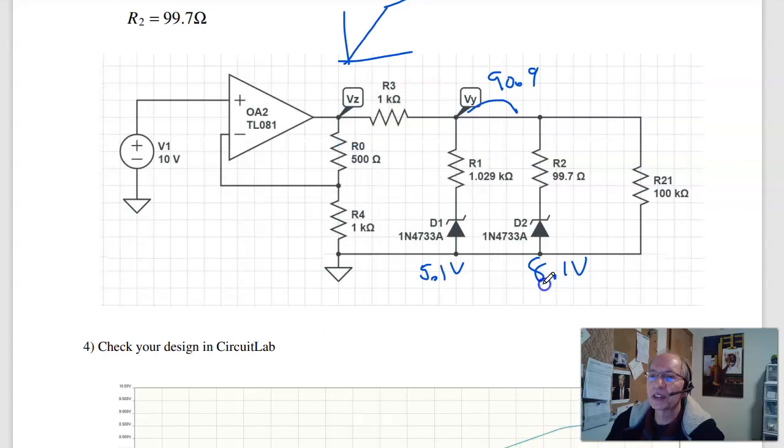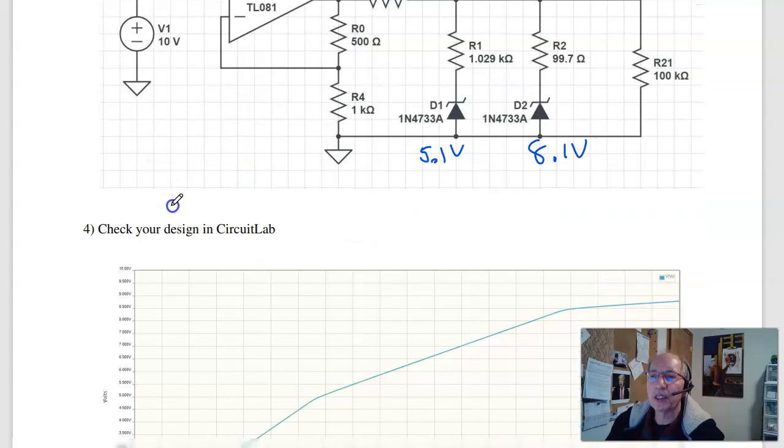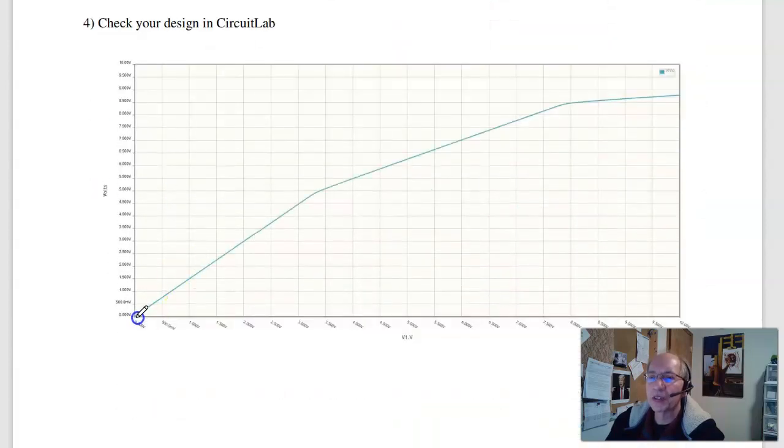So there's your circuit. In Circuit Lab, if I sweep V1, I can look at the output. As V1 sweeps, I can see that the initial slope is 1.5. Then the first Zener turns on right here. Then the second Zener turns on right there. So that's my approximation for my curve. That's a clipper circuit.